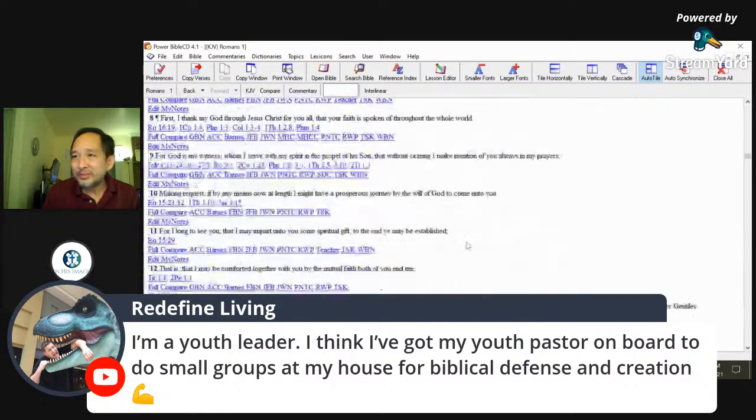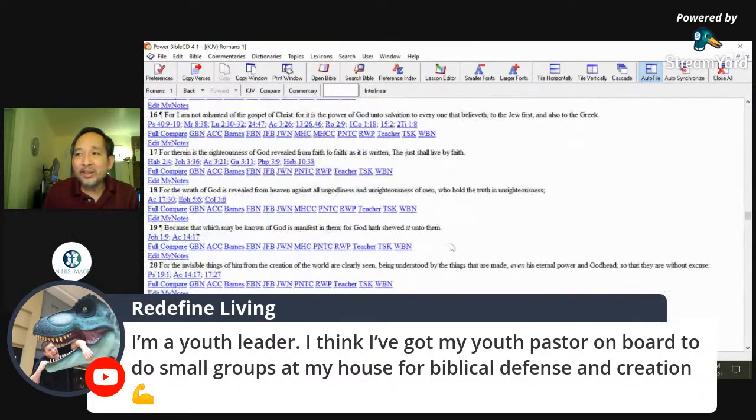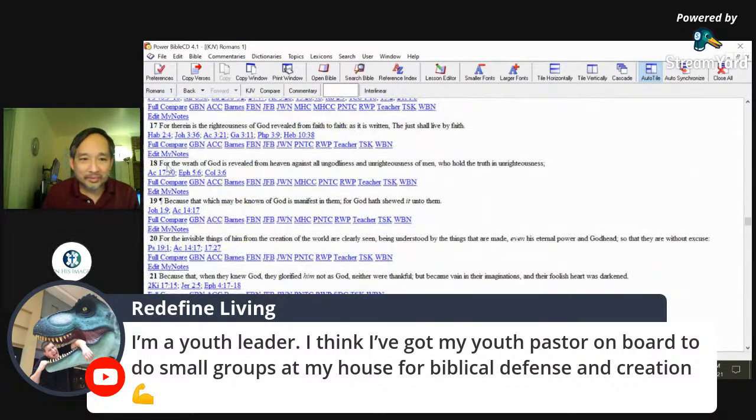Now you wanted 19 and 20, right? Romans 1, 18 through 20. Well, here it is. For the wrath of God is revealed from heaven against all ungodliness and unrighteousness of men who hold the truth in unrighteousness, because that which may be known of God is manifest in them, for God hath showed it unto them. For the invisible things of him from the creation of the world are clearly seen, being understood by the things that are made, even his eternal power and Godhead, so that they are without excuse.